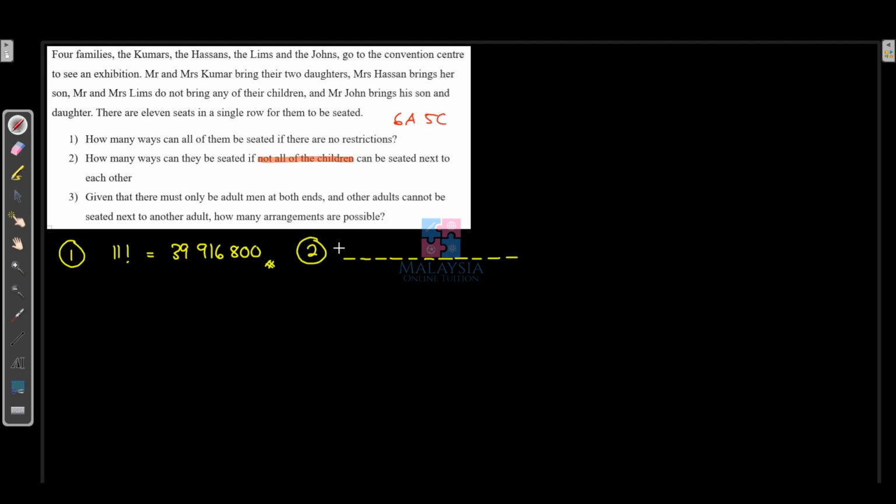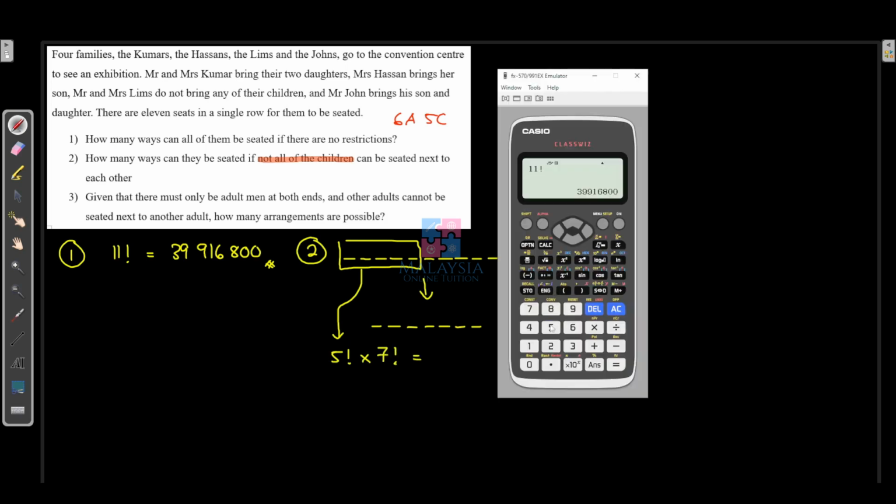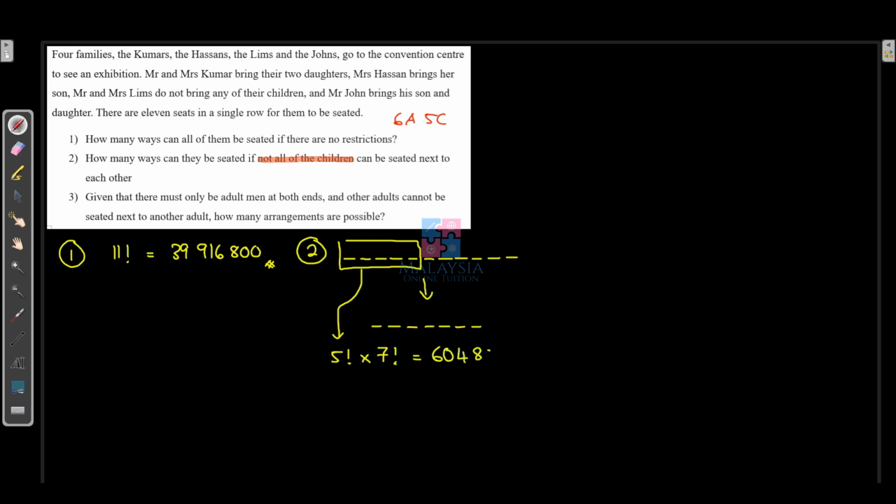So we have 5 children, so we need to take 5 spaces. This is going to be the group of children. After we consider them to be in a group, 7 spaces are left, one of them being the group of children. For the 5 children, they can rearrange themselves in the group, so that is going to be 5 factorial. And for the remaining 7 spaces, which are the 6 adults and the group of children, that is going to be 7 factorial. So 5 factorial times 7 factorial, we get 604,800.